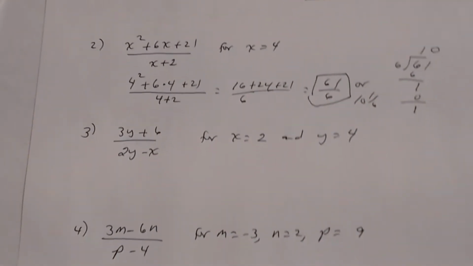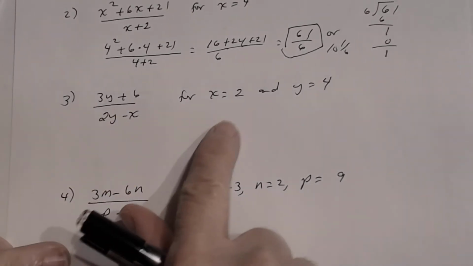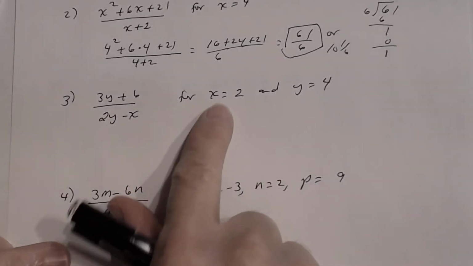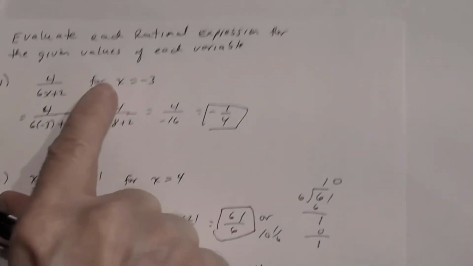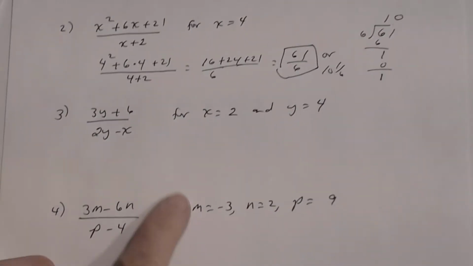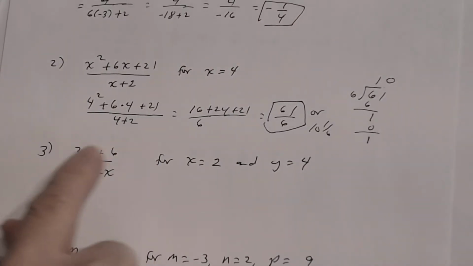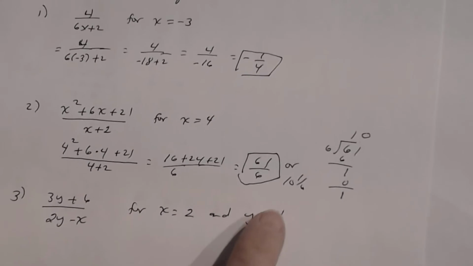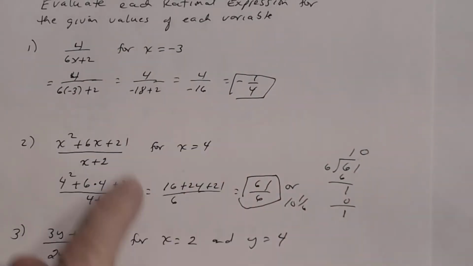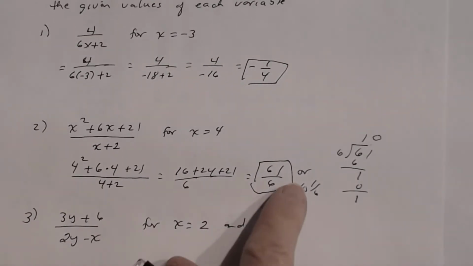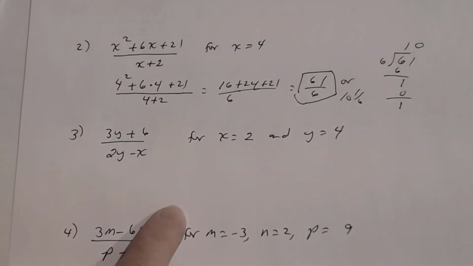Okay, now number 3. If you notice number 3, there are two variables, y and x, and notice that you're substituting 2 for x, and 4 for y. So remember the direction says to evaluate. So when you evaluate this rational expression that contains variables, you're going to end up with numerical answers. So I had this numerical answer -1/4 for number 1. I had 61/6 for number 2. And so let's see what we get for number 3.